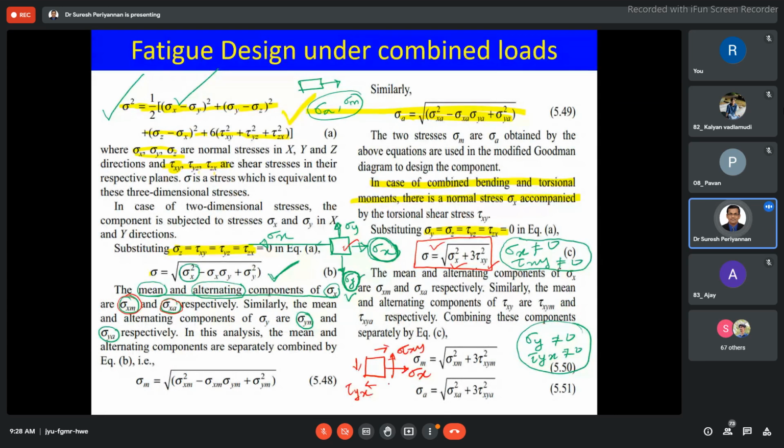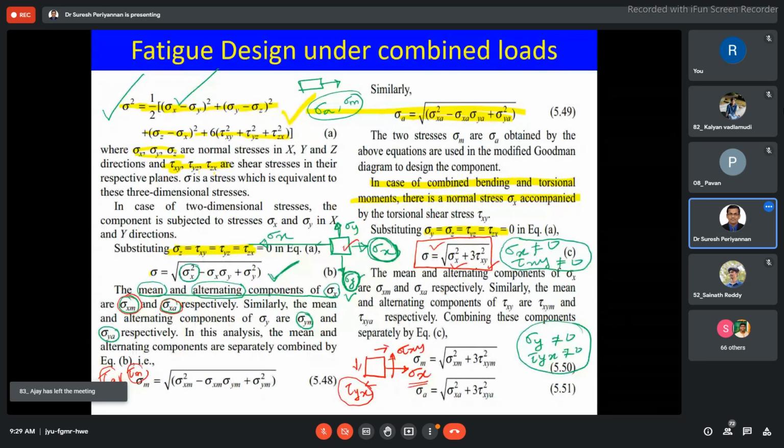Now in this case, with respect to sigma x, I can write sigma xm and sigma xa. When I am considering tau, we already discussed torsional tau a and tau m in the last discussion. Similarly, I am introducing the same: tau xym and tau xya.